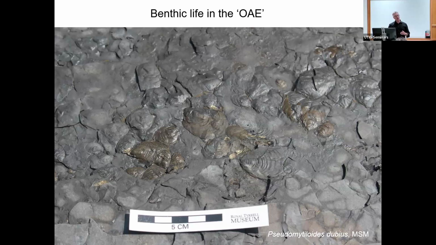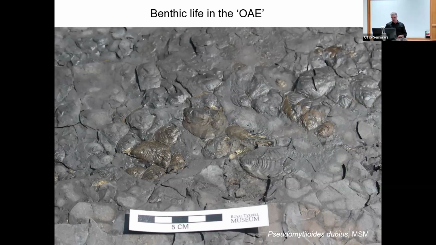But then there would have been periods of time where there was enough oxygen, at least for animals to inhabit the sediment surface. But these animals were very opportunistic, we think, because this very low diversity but high abundance occurrence of bivalves and other fossils is often taken to be an opportunistic lifestyle.